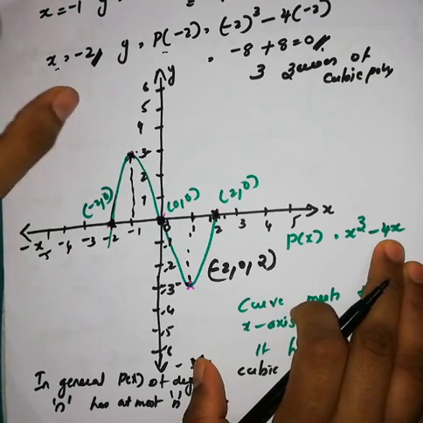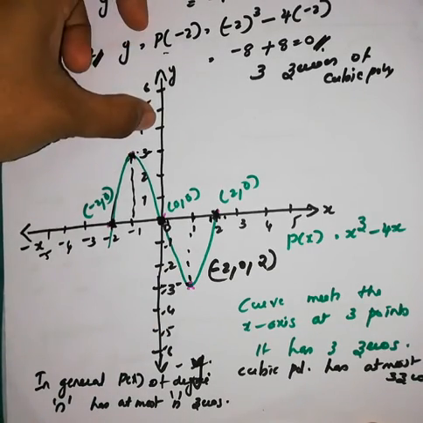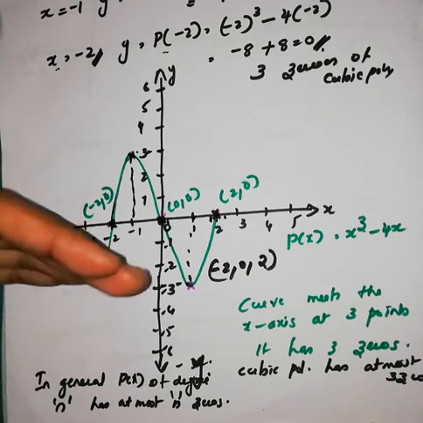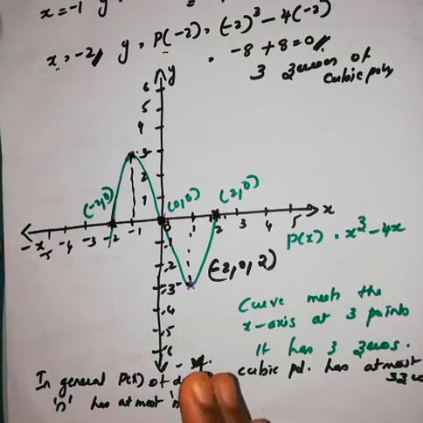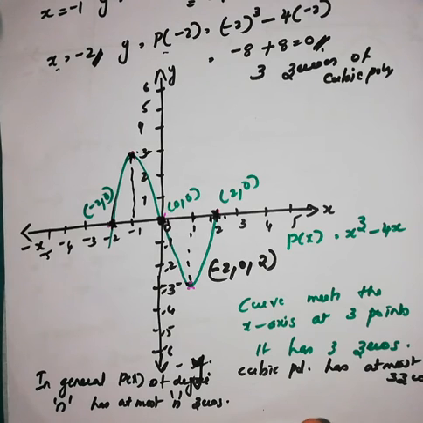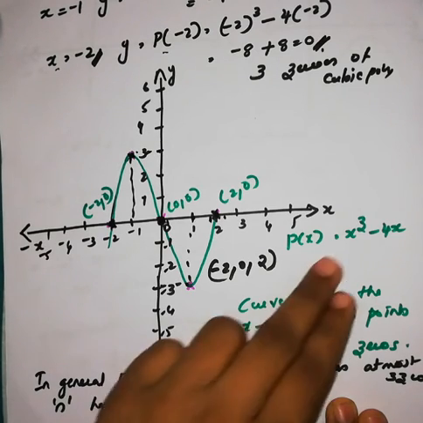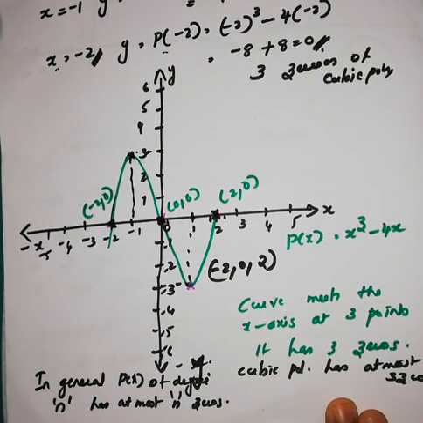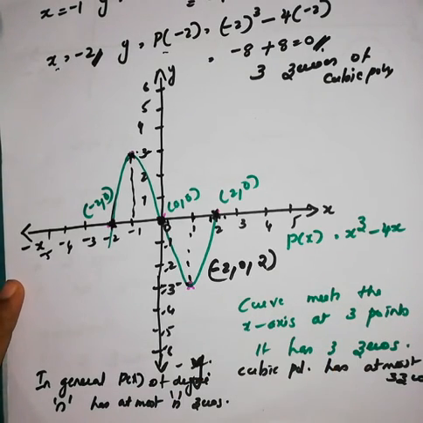Clear? When we discussed the case of the quadratic polynomial, the graph may be either upward or downward, and it may touch the x-axis at 1 point or 2 points. The maximum number of points at which this graph touches the x-axis is 3, because it is a cubic polynomial. The maximum number of zeros in this cubic polynomial is 3.